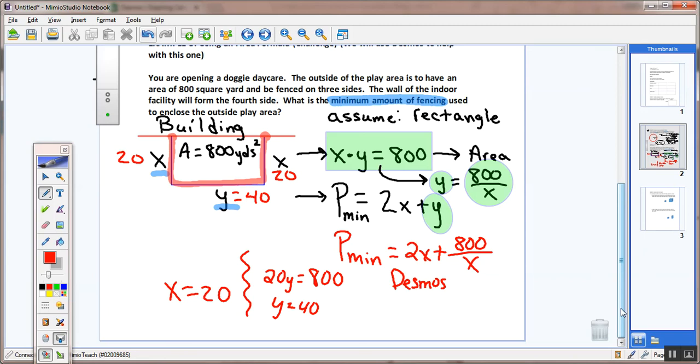So the minimum distance to enclose 800 square yards would be 80 yards of fencing. Now guys, tell me, is that an easy problem or is that pretty upper level? That's a pretty hard problem, okay? You know what the hard part about problems like this is? It's not so much doing the math, but you got to have a place to what? Yeah, you got to start somewhere. That's pretty tough stuff right there, okay?